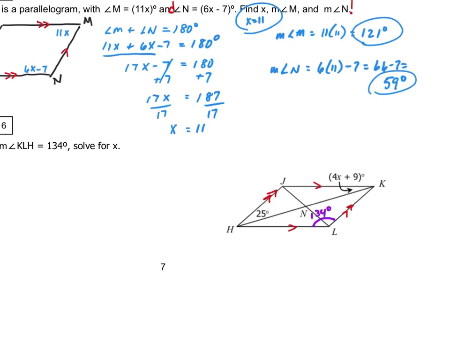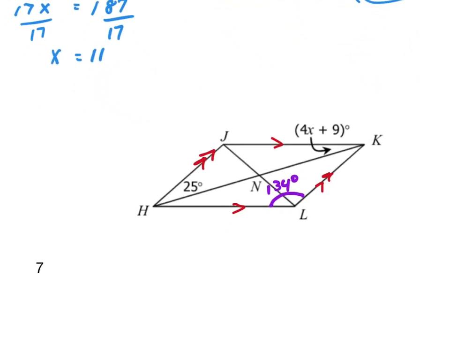So we look at this, and some of the things that we have to remember is that if these two lines are parallel, and then I have a cut by a transversal, my alternate interior angles would be congruent. So this angle is 25 degrees. In a parallelogram, of course, my opposite angles are going to be congruent, so I know that this angle over here is going to be 134 degrees.